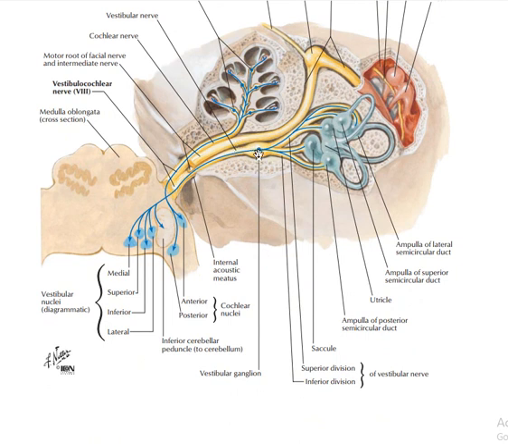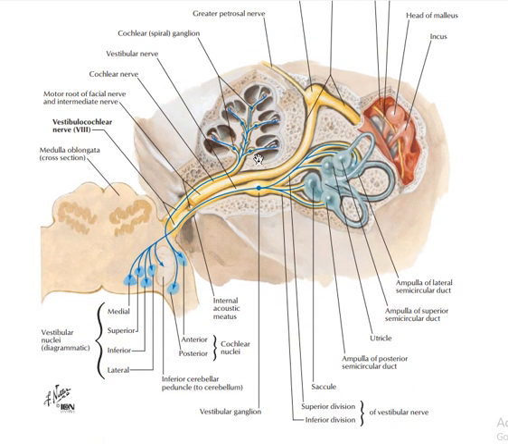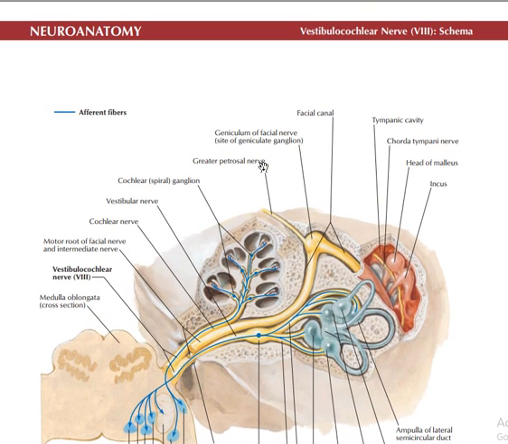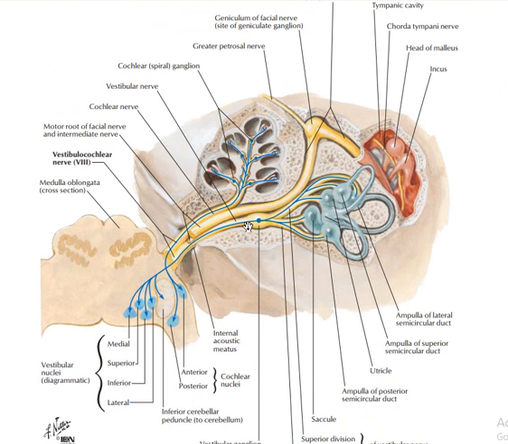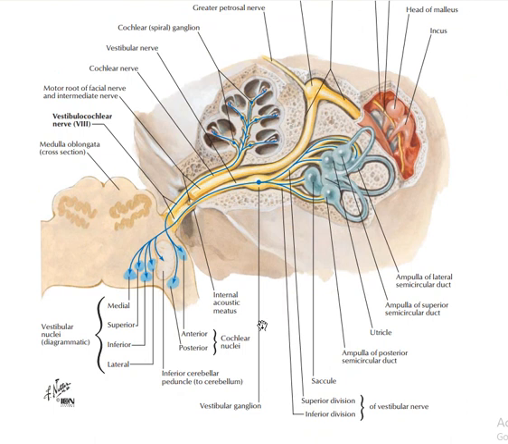Now, the second portion to note again is that the vestibulocochlear nerve has two nerves in it. You have the vestibular nerve and you have the cochlear nerve. So the ganglia are going to be separated into two main parts. You are going to have a vestibular ganglion and you're also going to have a cochlear ganglion, and that cochlear ganglion is going to be called the spiral ganglion.